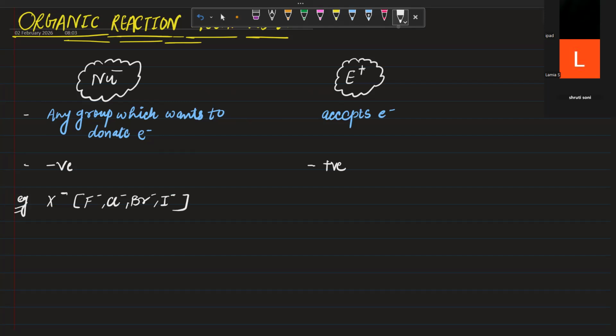Then I have cyanide. What is cyanide? Cyanide, it's a toxic compound, CN minus group is cyanide. Then OH minus. So these are the compounds which have a negative charge. Negatively charged groups are nucleophiles.